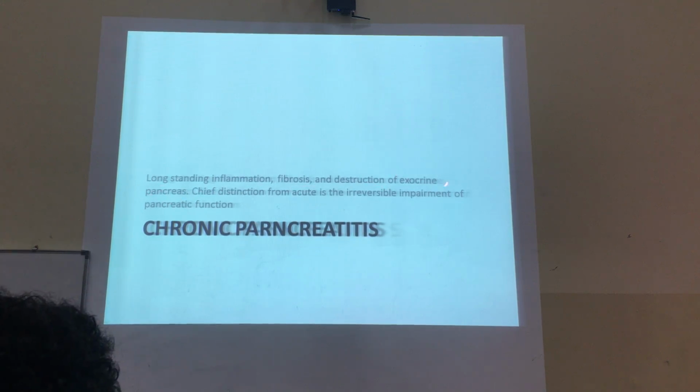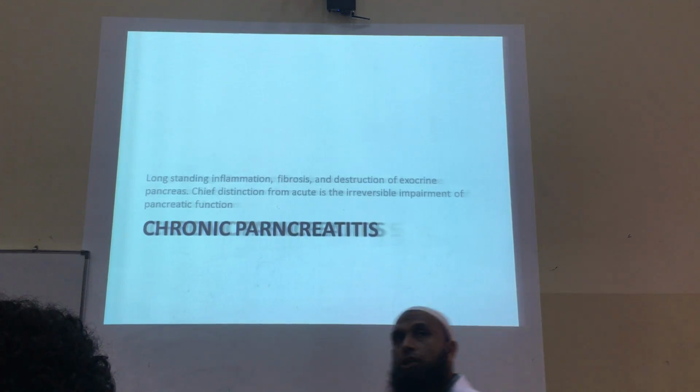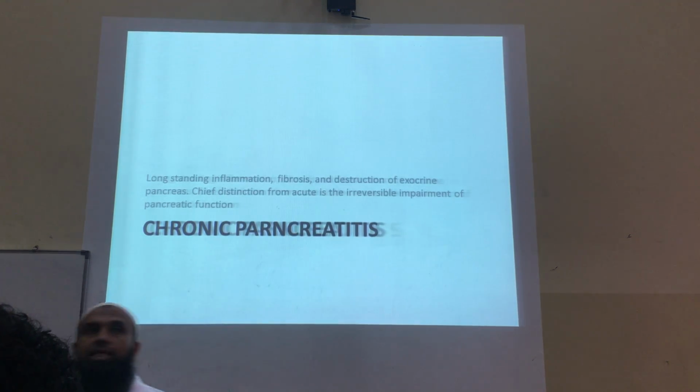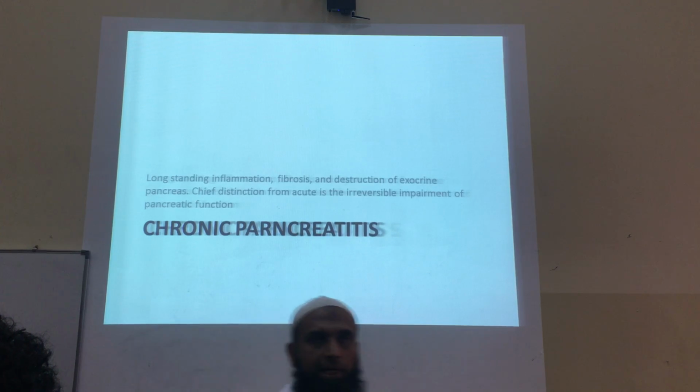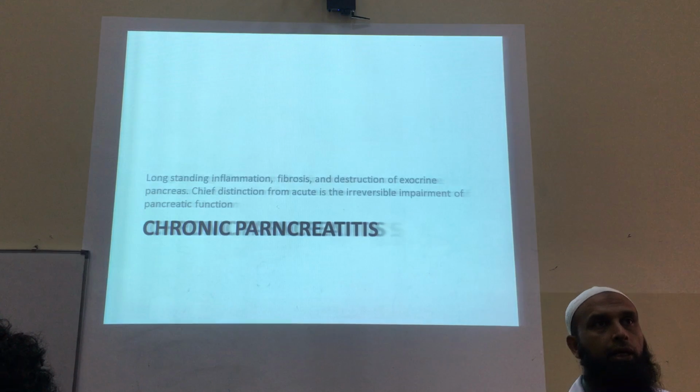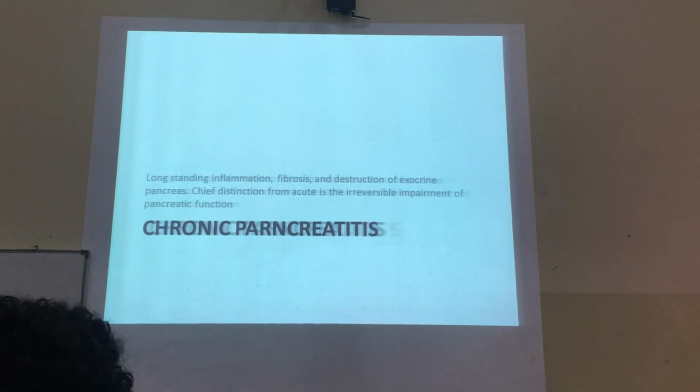So we find destruction of the exocrine part of the pancreas. The chief distinction from acute is the irreversible impairment of pancreatic function. In acute pancreatitis, the pancreatic function will be damaged, but it will be reversible. But once there is irreversible damage to the pancreatic function regarding the secretion of exocrine enzymes, pancreatic amylase, lipases, DNAs, RNAs, when they are irreversibly damaged, that is the differentiating point between acute and chronic pancreatitis.